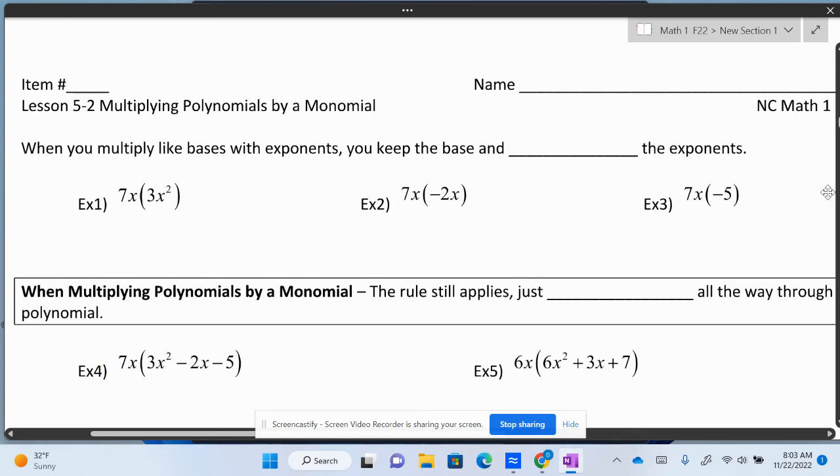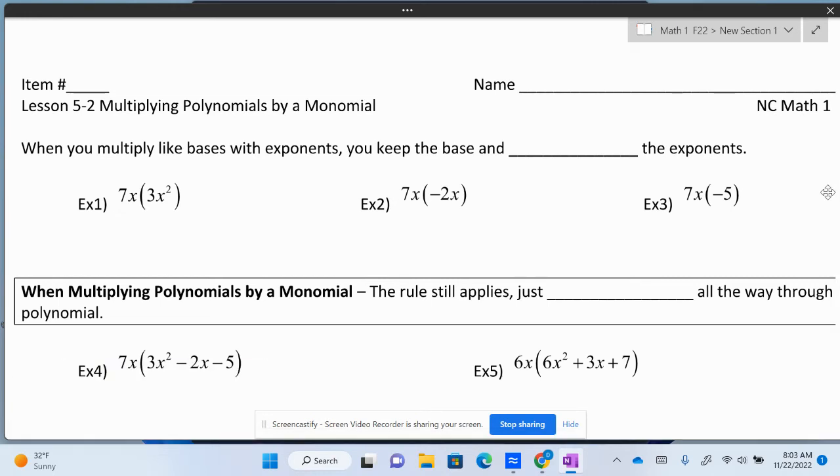So today we are going to multiply polynomials by a monomial. So we're going to take some kind of polynomial, whether it's one term like a monomial or two terms or three terms joined by addition or subtraction, and we're going to multiply them by a monomial on the outside.